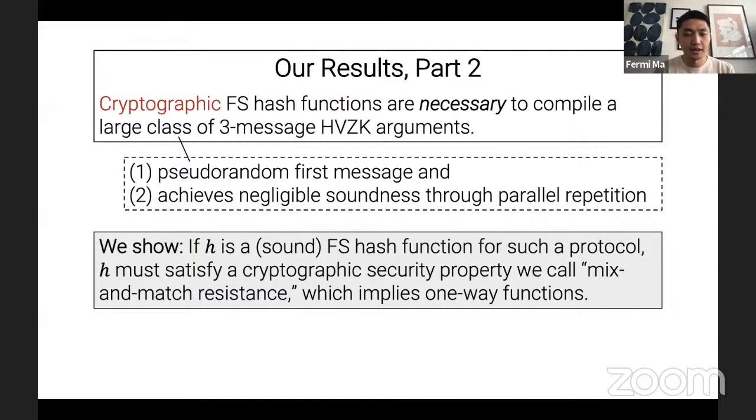Essentially, this is a challenger-adversary game you can write down about H. It has nothing to do with the protocol, it's just a property of H. And this game must have a statistical-computational gap if you want H to be a sound Fiat-Shamir hash function compiler. And in particular, we showed that this property implies one-way functions.